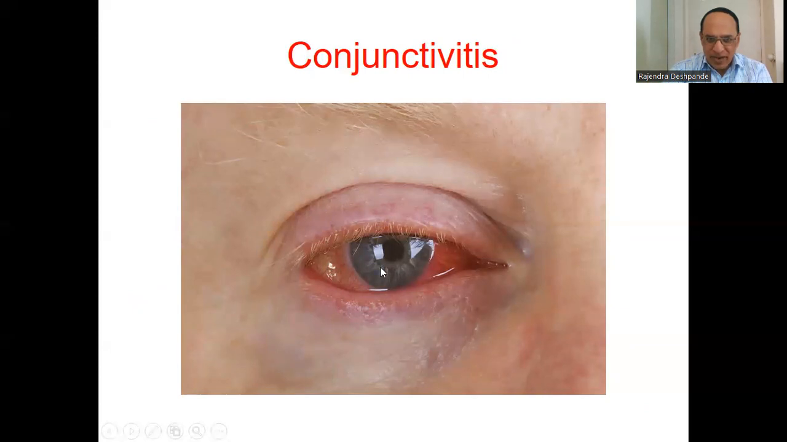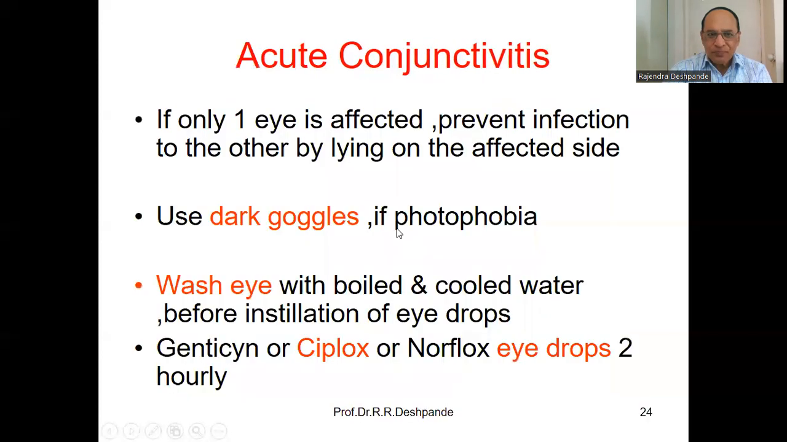Okay. So you can see here, this is redness and watering. Can you see? This is the conjunctiva. Acute conjunctivitis, very acute. Last day it was not there, but today it is there. So within hours or within a day. If only one eye is affected, right or left, prevent the infection of the other by lying on the affected side. For example, if my right eye is affected, I should sleep on my right side. If my left eye has conjunctivitis, I should sleep on the left side.